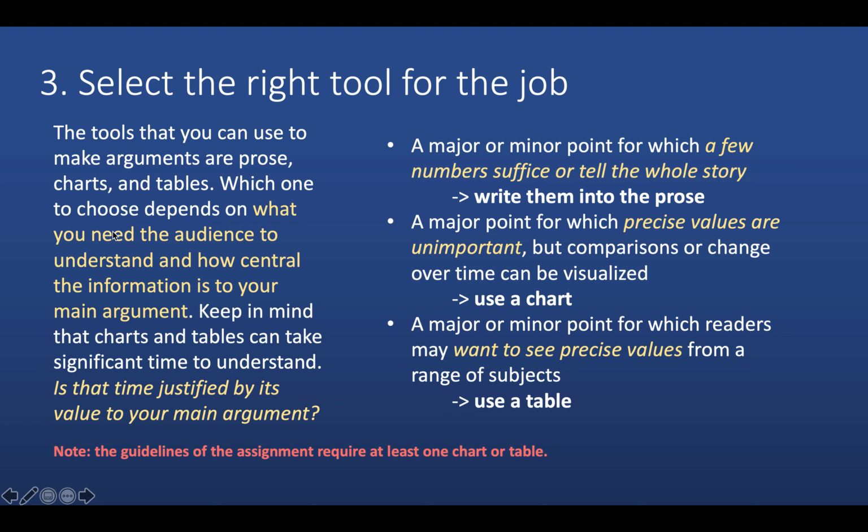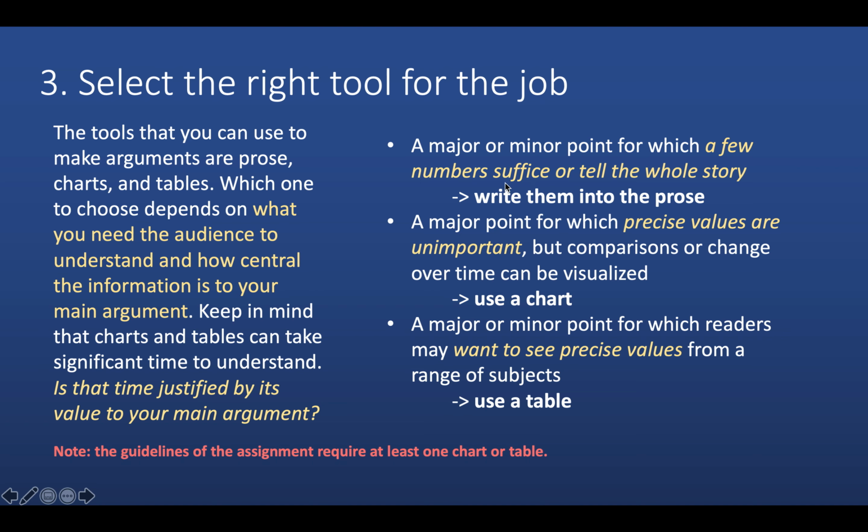Because if you don't really need the audience to understand the information, then maybe it doesn't need to be in there. But if you do need them to understand it, then if it's not very important to your argument, you might just want to go through it quickly. So maybe a single statistic is good enough. But if it's very central to your argument, maybe you need more than just one number to tell that story. And so judge how important that information is and use that to tell you what the right tool is.